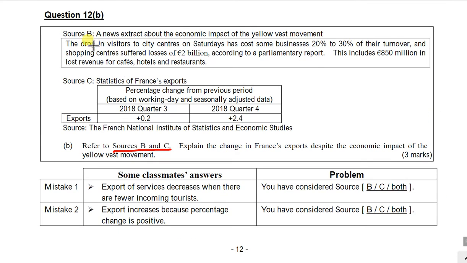Don't just look at Source B and answer the question. Don't just look at Source C and answer the question. Some of you told me something like that in your mock practice. You say that, from Source B, there is a drop in the number of visitors, right? And that's why the export of services decreases. And you finished, hoping to get 3 marks. Of course, you couldn't, because you only considered Source B.